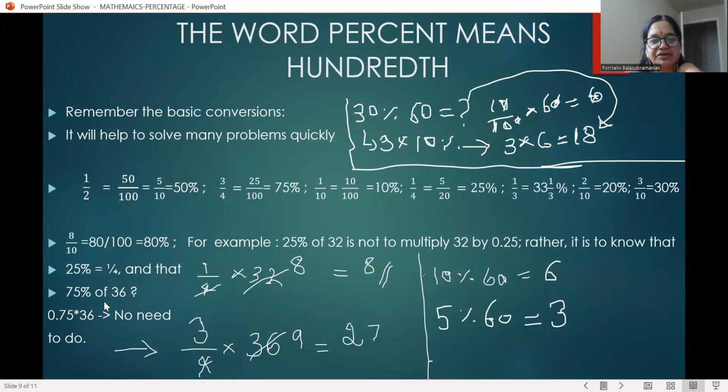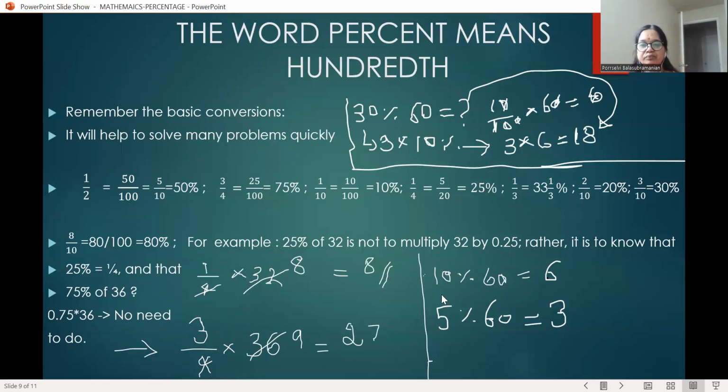Okay. Next, 75 percentage of 36. So 75 percentage, if you convert into decimal value, you have to move two decimal places towards right hand side, right? So 0.75 multiplied by 36. So no need to do like this. Instead, 75 percentage means, as I told you before, it's 3 by 4. So 3 by 4 into 36. How many 4s are there in 36? 9 times 4, 36. So 9 into 3, 27.